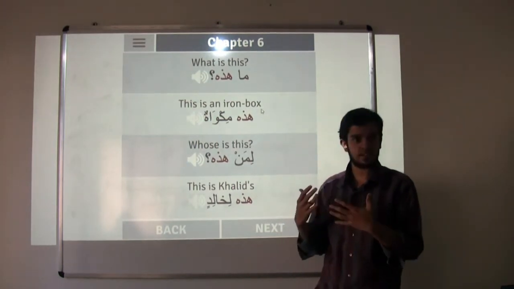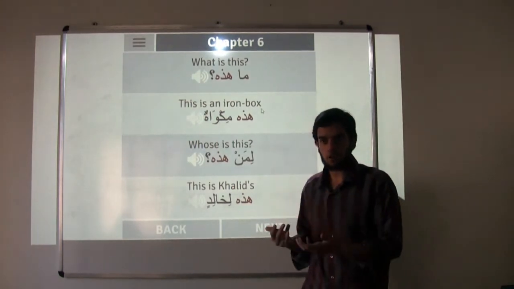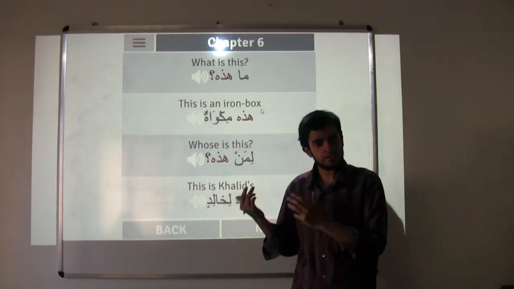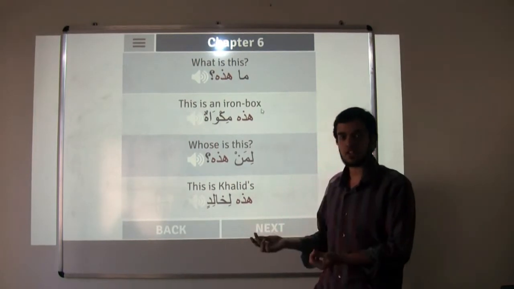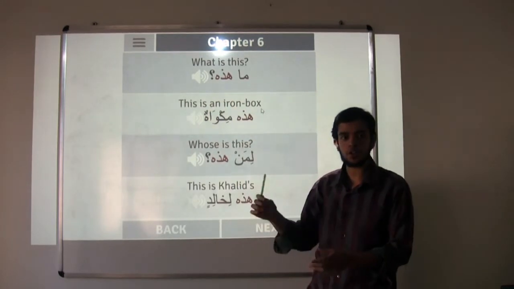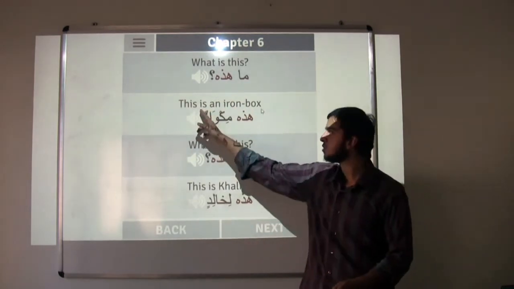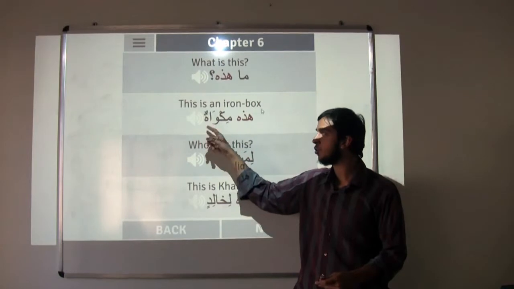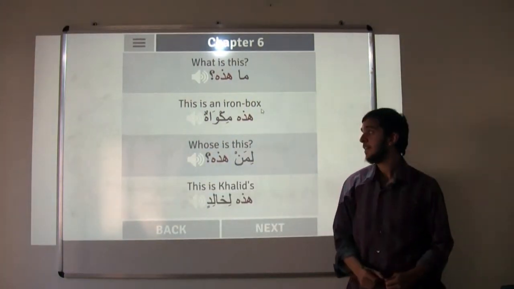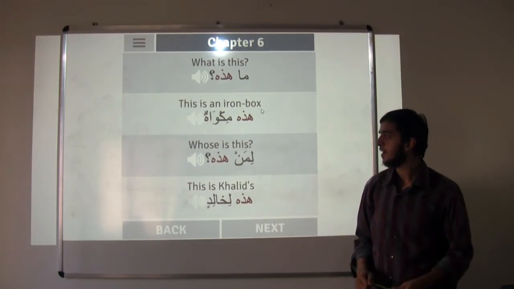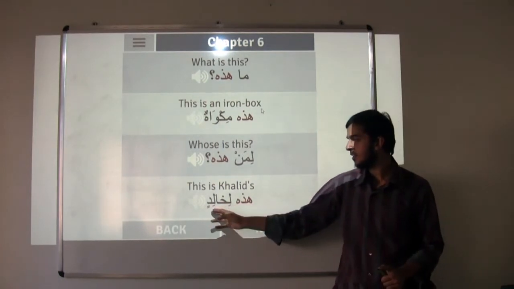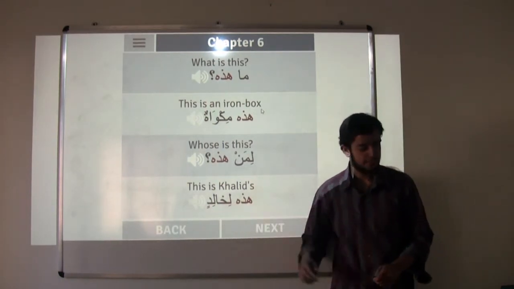So basically, when we ask what is this, we obviously point at something, and the thing we point at is masculine or feminine, and based on that we say hada or hadihi. Because this person is pointing to an iron box, and mikwatun ends with a golta, it is feminine, so he asks ma hadihi. And liman hadihi, whose is this? Hadihi li Khalidin. We have seen this example.